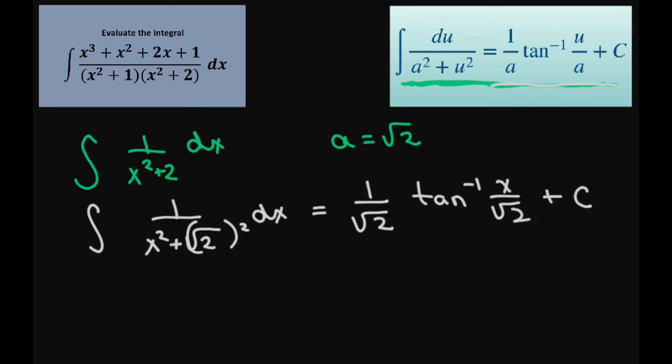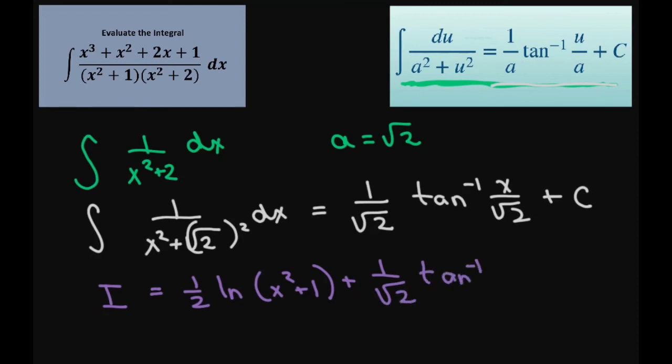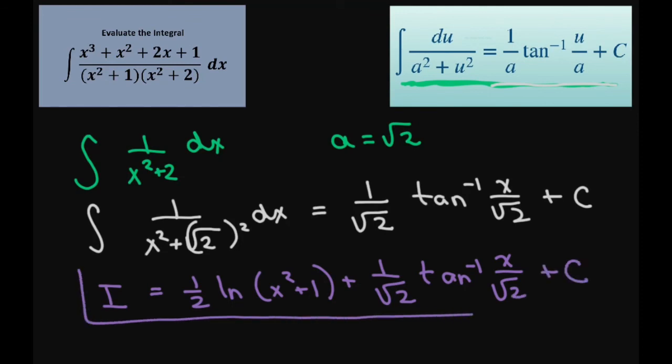Therefore, your final answer, with it all put together, is your integral equals 1/2 ln of x squared plus 1, plus 1 divided by square root of 2 times inverse tan of x divided by square root of 2, plus c. And this is your final answer.